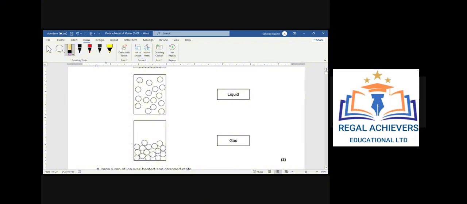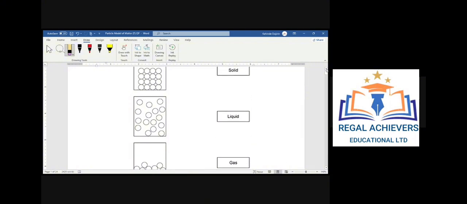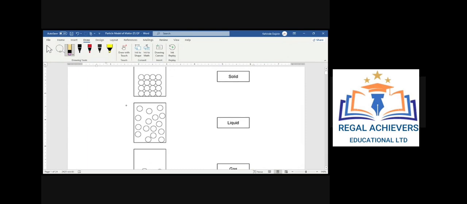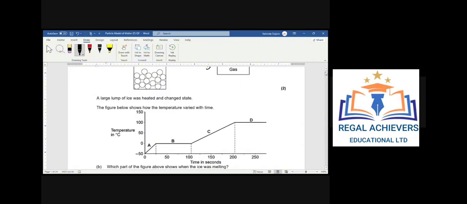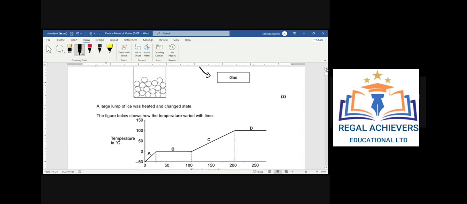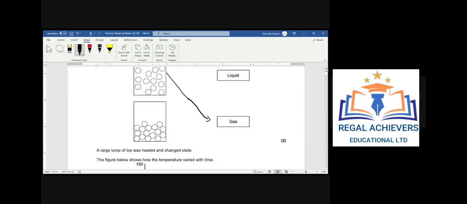If you look at the first one, you will see that the particles are closely packed together. And when the particles are closely packed together, we say that such is a solid. And whenever they are loosely packed, we say they are gas. Then we have the last one there, which is also loosely packed, but not like gas. That is what we call liquid.